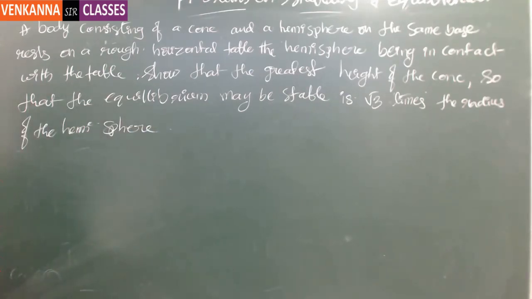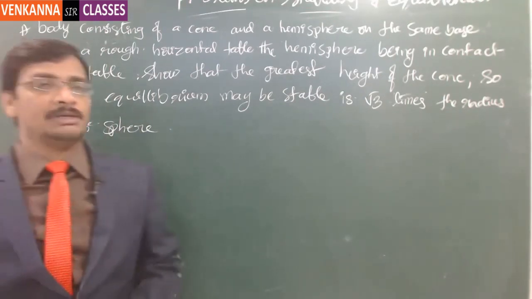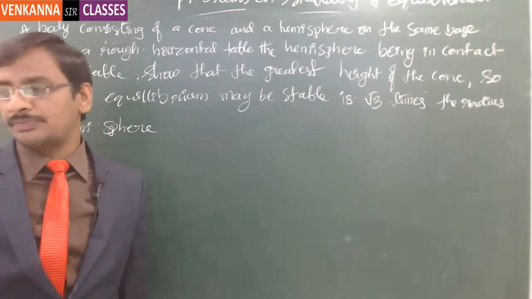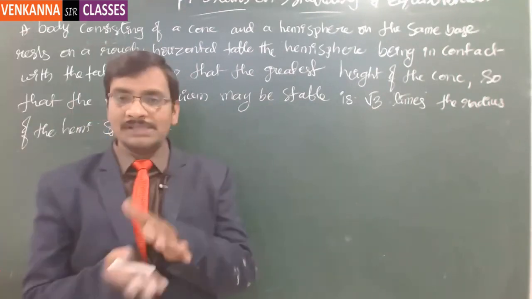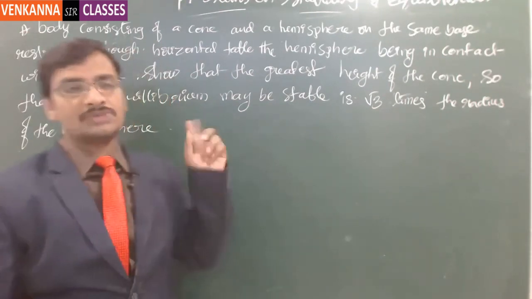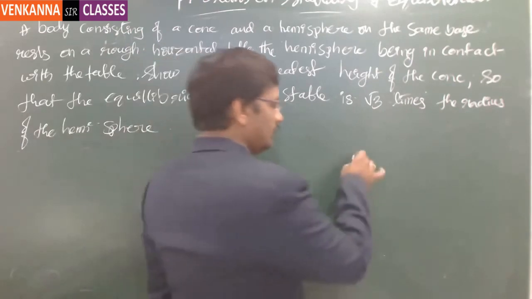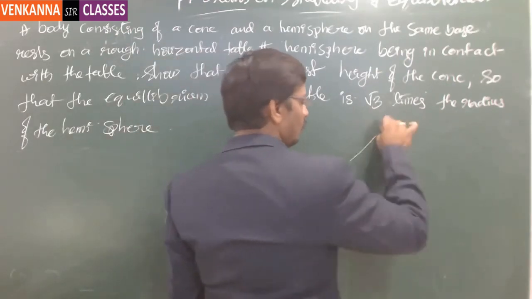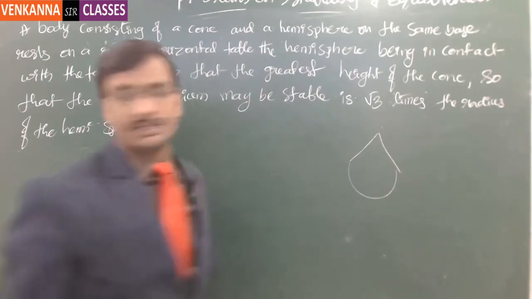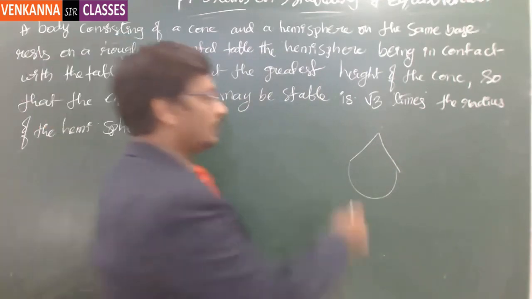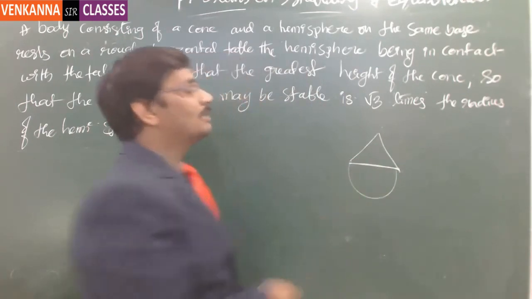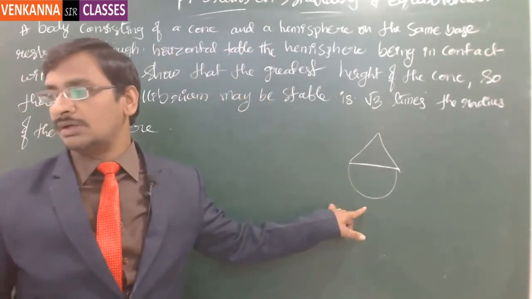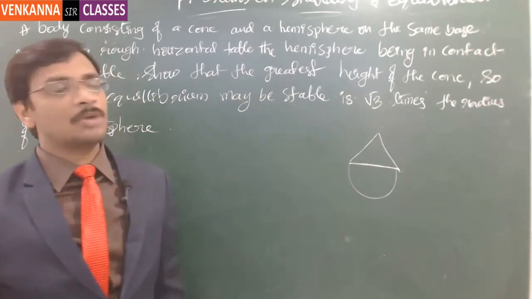So this is the problem statement. Here, a body consisting of a cone and a hemisphere. That means two different bodies are there, jointed together on the same base. That means both the bases are common to each other. So there is one hemisphere like this and there is a cone like this. Both are sharing the same base, and the hemisphere is in contact with the ground. This is how the problem statement was given.